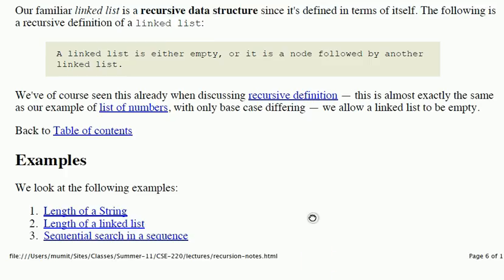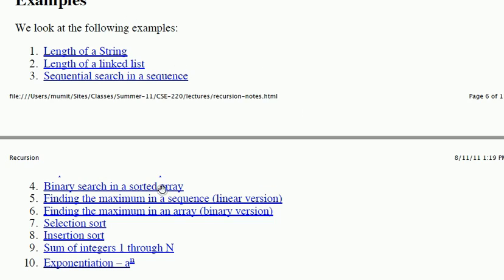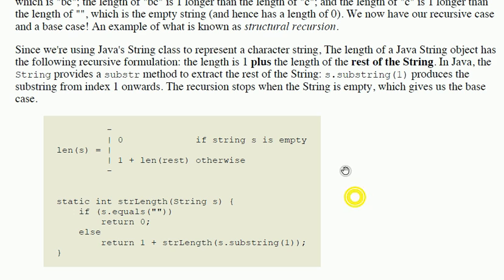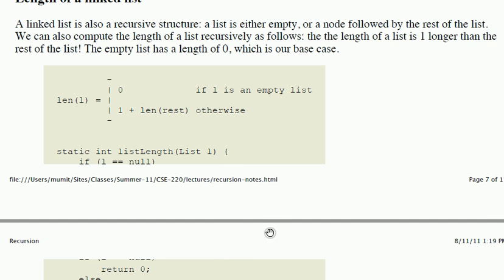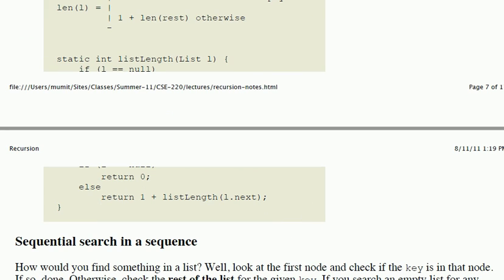Let's look at more examples. Here's a bunch of examples you have on your note. We're going to give a quick review for all. We already did this one. This is the string length. Length of a linked list. Okay, let's have a little look. The base case will be L until it reaches null. Of course that will be the base case.